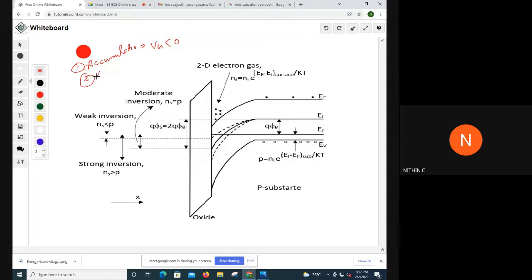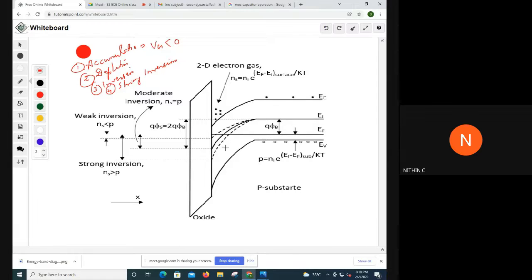Second case was depletion. Third one, inversion. And fourth one was strong inversion. These were the different operating modes of MOS capacitor. I hope you remember the different figures. That is already in your notebook. You can just refer that. So the figure which is shown over here is of inversion.